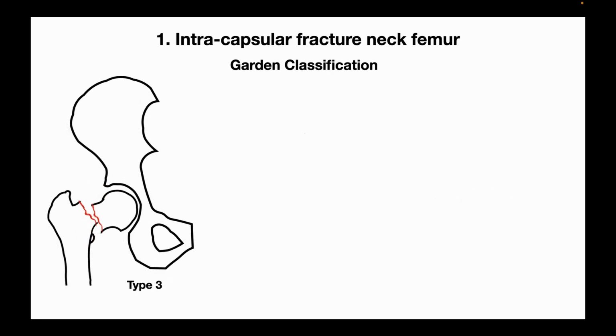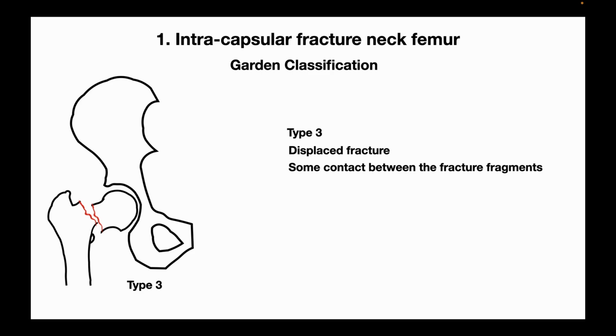Type 3 is a displaced fracture. However, there will be some contact between the fracture fragments. Here, the trabecular pattern is broken and displaced at the fracture level. They are also malaligned at the head acetabular junction.